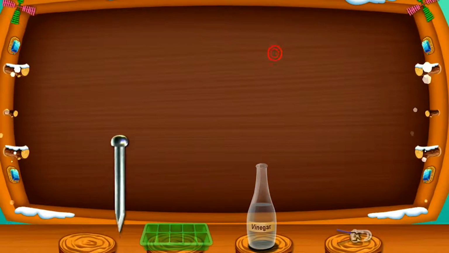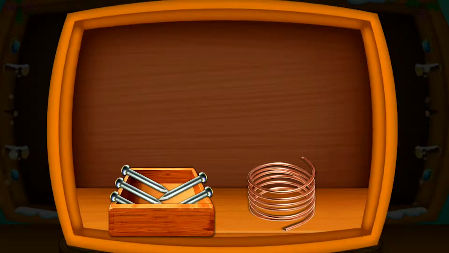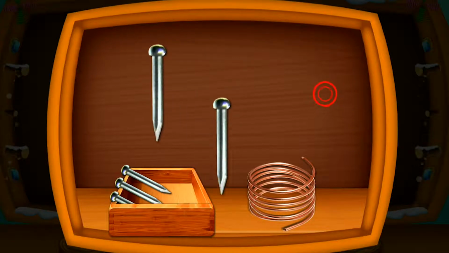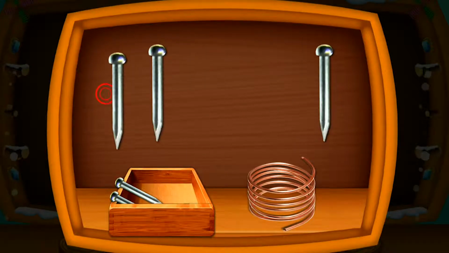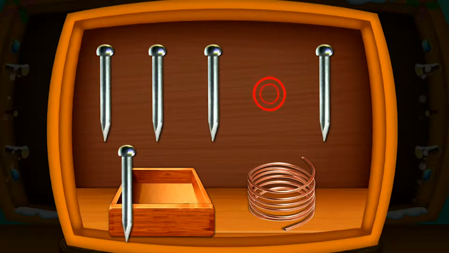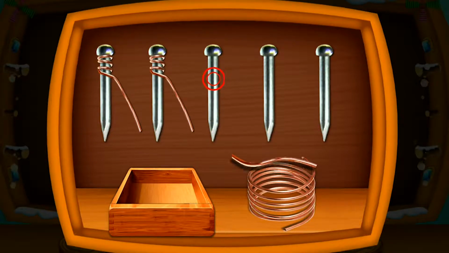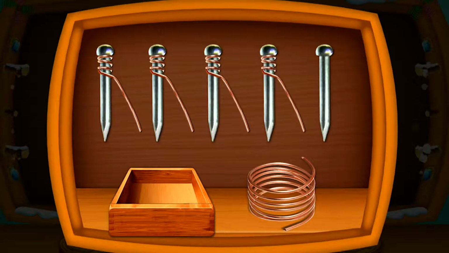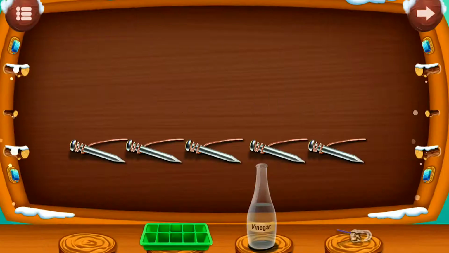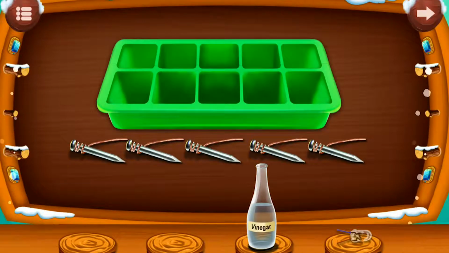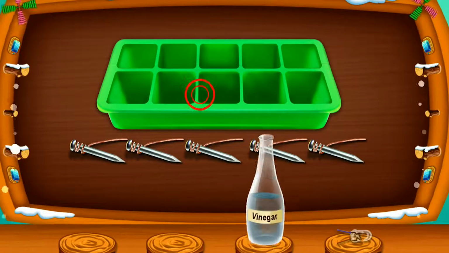Take a nail. Take all the nails. Tie it with the copper wire. First of all, take an empty ice tray. Now fill some vinegar in the tray.